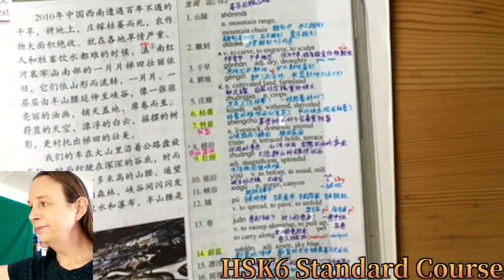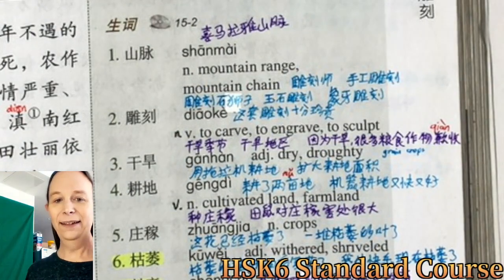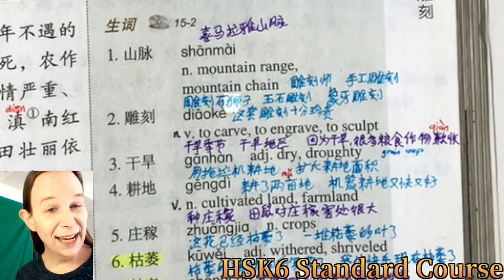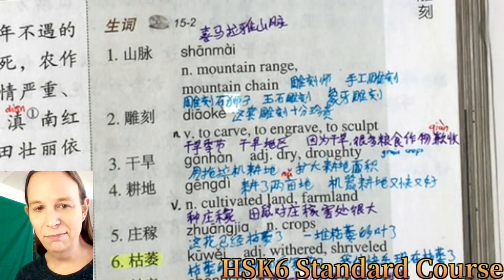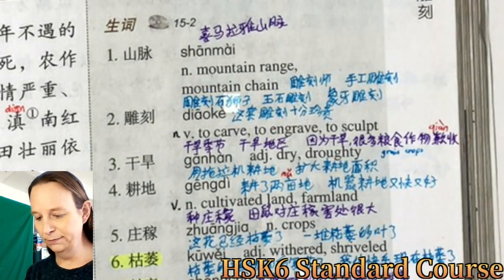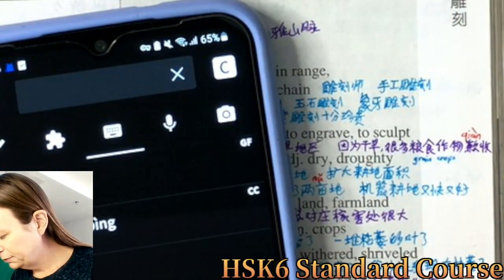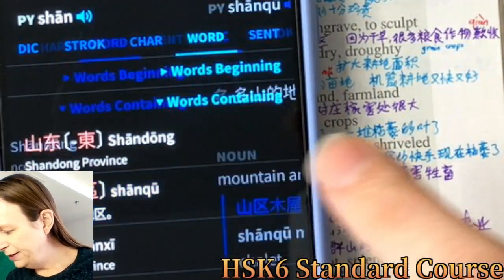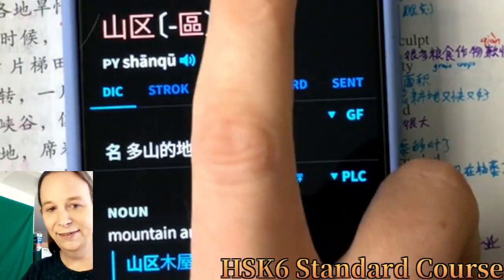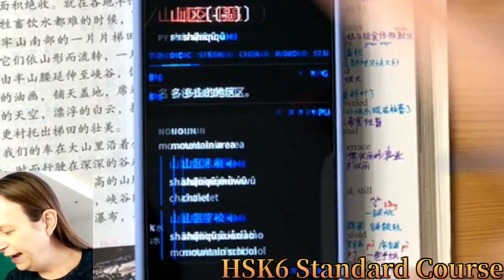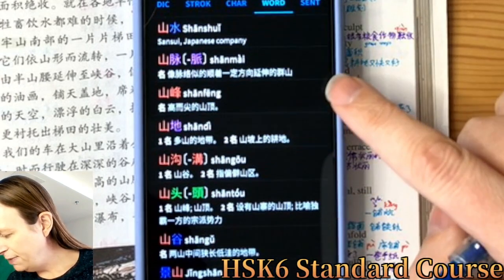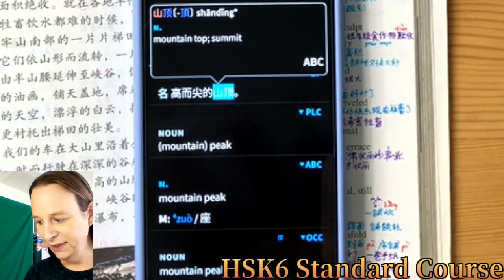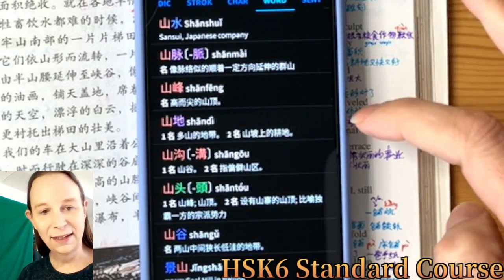我们看看词汇山脉. Yeah, we studied it already. It's a mountain range. A single mountain is 一座山, 对吗？山. Is there a two-character version of 山 without 山脉? Let's have a look. 山东、山区、山西. 山区 is 多山的地区, mountainous regions. Okay, what else we got? 山水、山脉、山峰. 山峰 is 高而尖的山顶, mountain peaks.